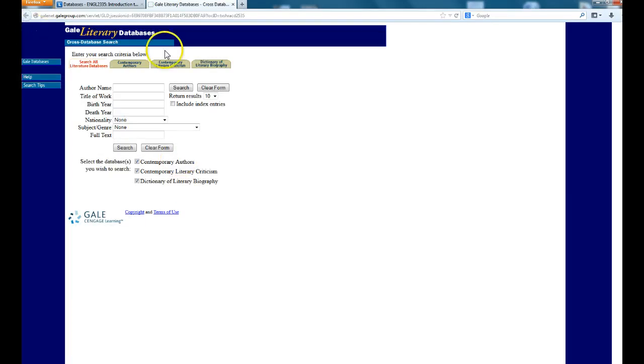Here's Gale. Let's have a look at what we have here. This is what we call the interface, being the page where you interact with the database. All of them are different. Gale is very unique. You see that it has just a few boxes here, but it will bring back information about the author. There will be literary criticisms, and there's also going to be biographical information.